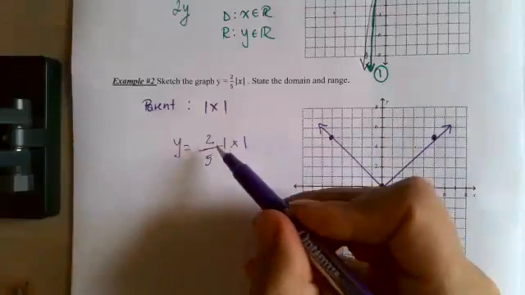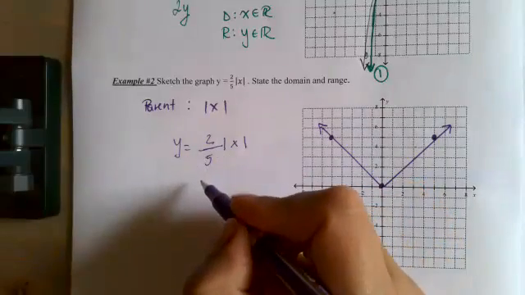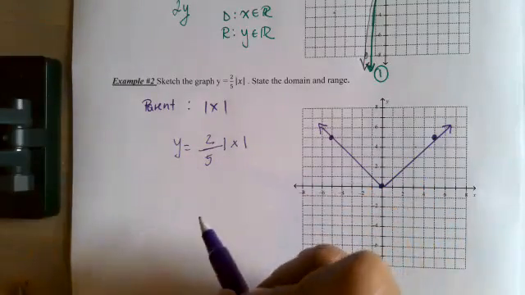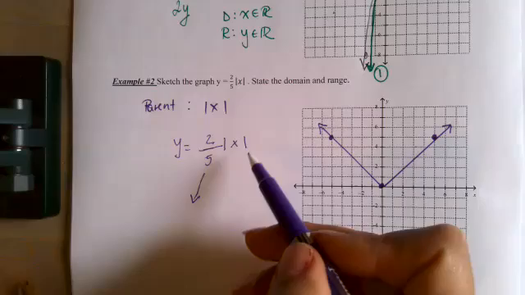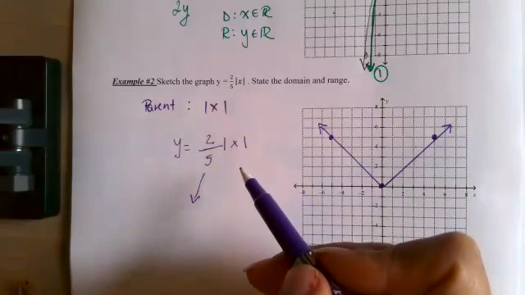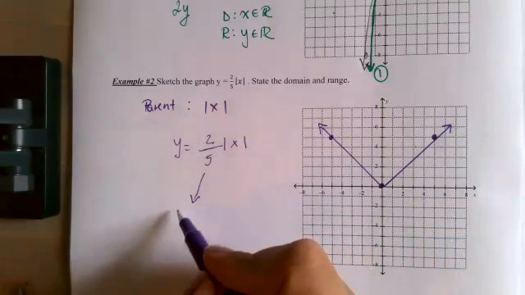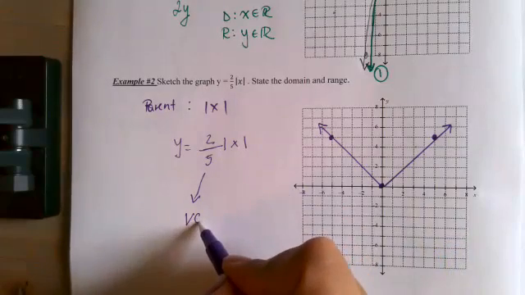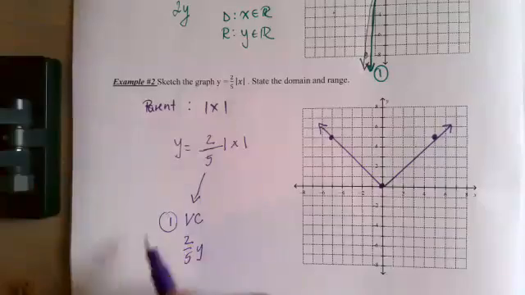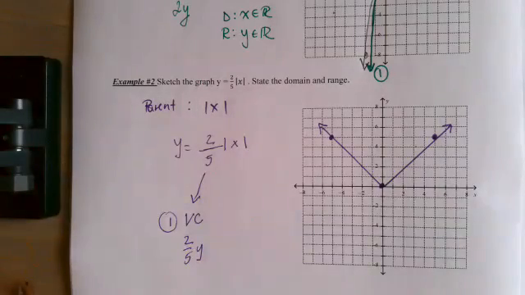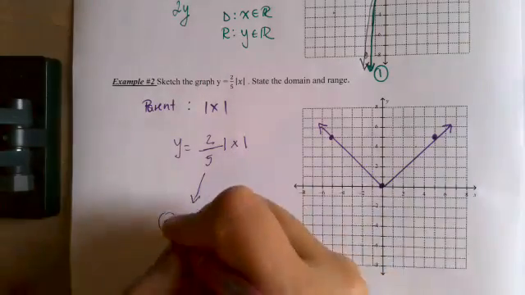So 2 over 5, is this a number bigger than 1 or less than 1? Less, right? So since it's less than 1 and we multiply our y by a number less than 1, the values are going to be reduced. So we describe this as a vertical compression by a factor of 2/5. That's going to be our only graph.